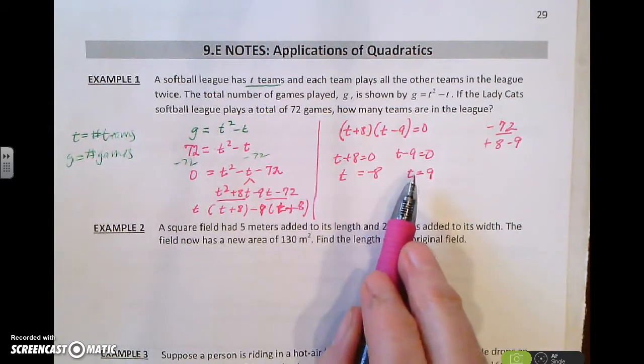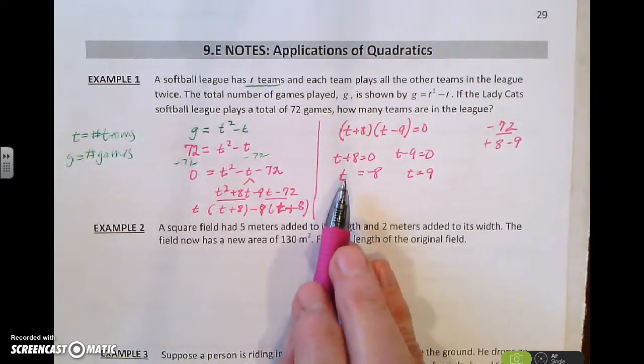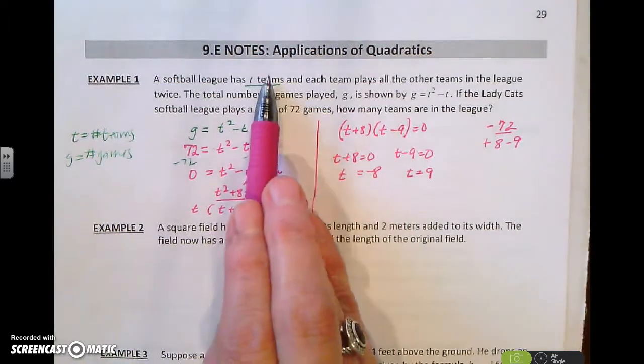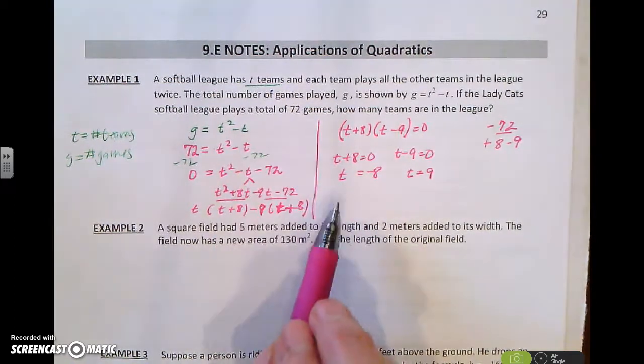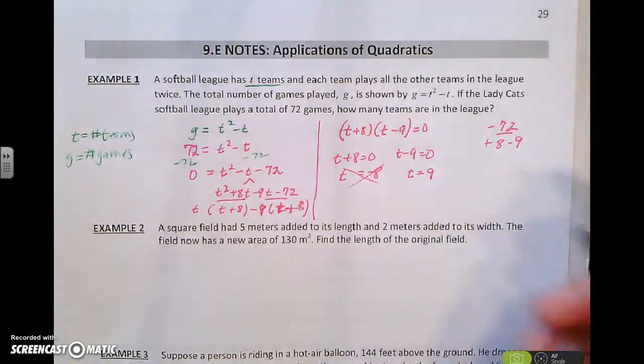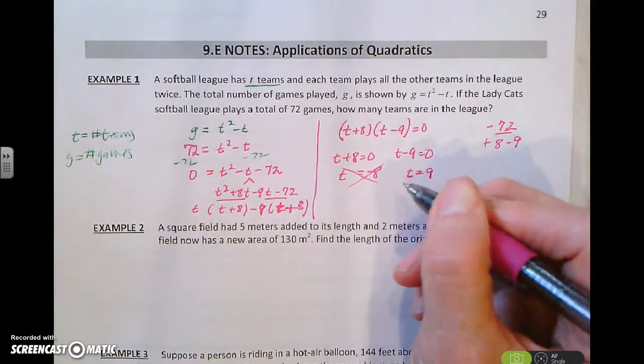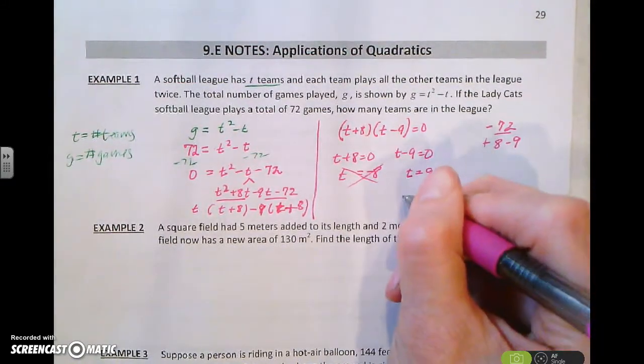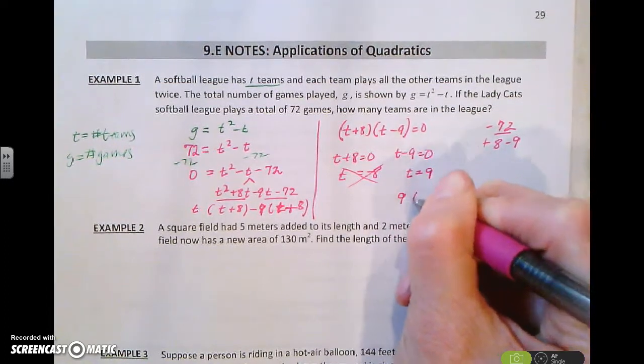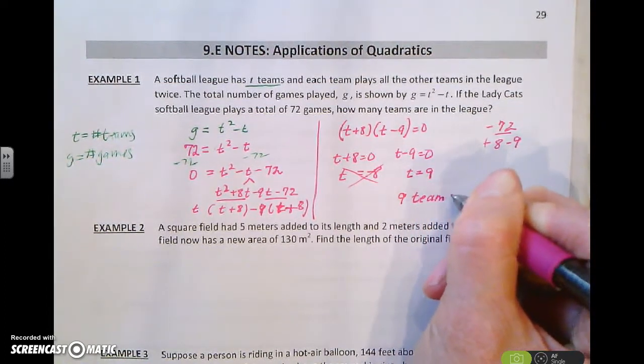So I get two answers. However, remember what T represents. We want it to represent the number of teams that are playing. I can't have a negative number of teams, so that's going to get thrown out. And my answer is going to be 9. So there are going to be 9 teams in the league.